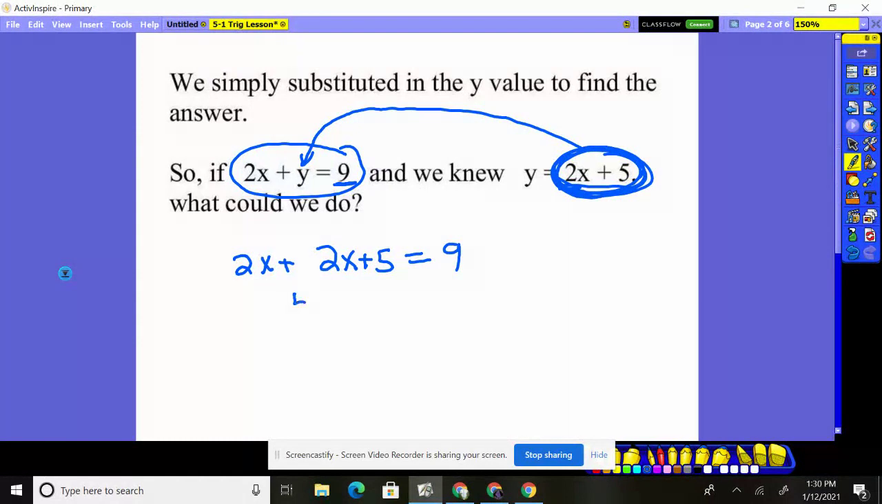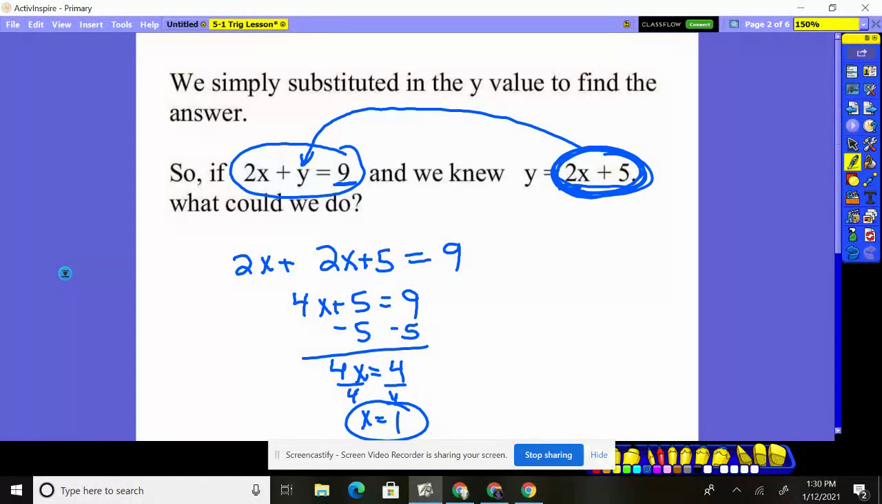So now I put my x's together, move my 5 over, and I find out 4x is equal to 4. 4 times what is equal to 4? Well, divide by 4 and we see x is 1. We simply use substitution.